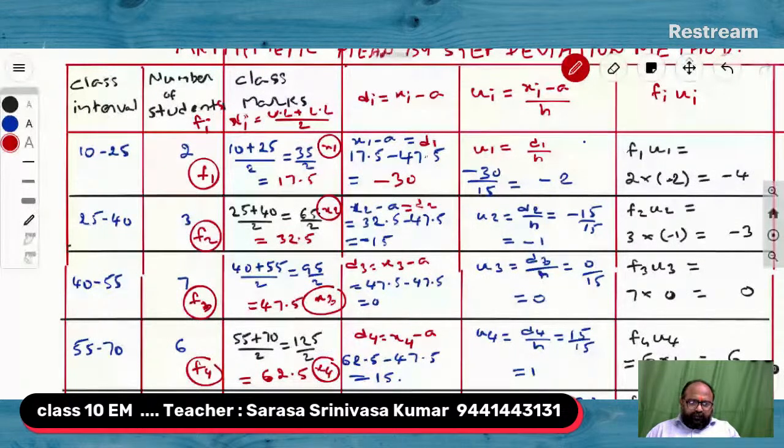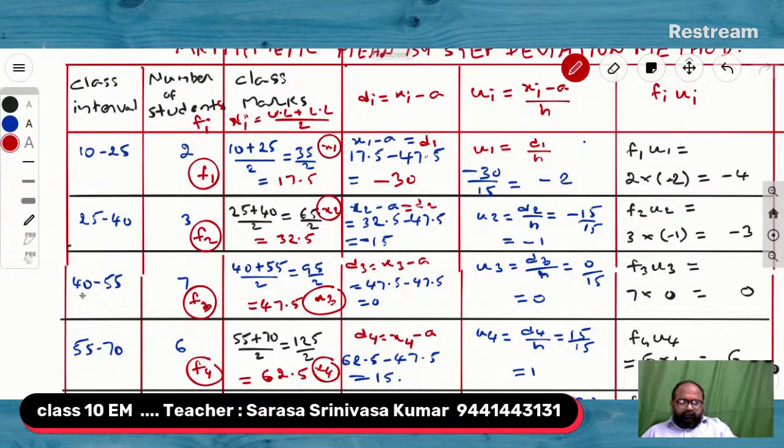Now we consider the class interval 25 to 40. In this class interval, lower limit is 25, upper limit is 40. So class marks equal to upper limit plus lower limit by 2. 25 plus 40 by 2 equal to 65 by 2. We get x2 equal to 32.5.